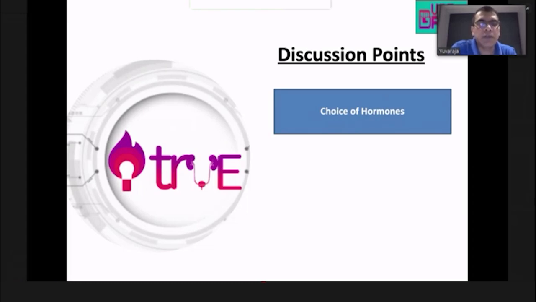In injectables, as has been discussed earlier, I would prefer antagonist. The reason being he already has severe LUTS. So I think it will be better with the antagonist, at least for a short period of time.